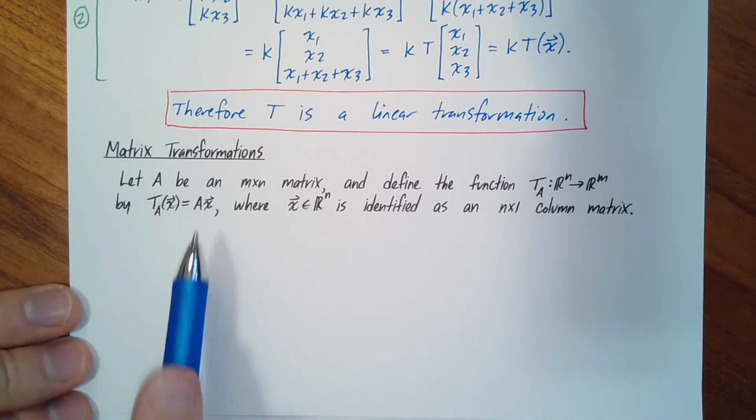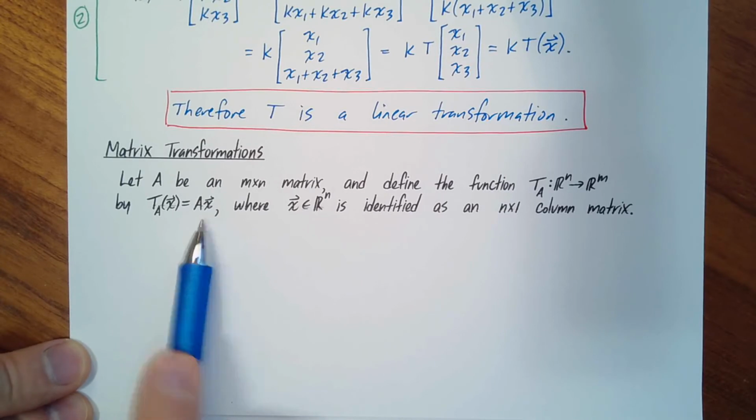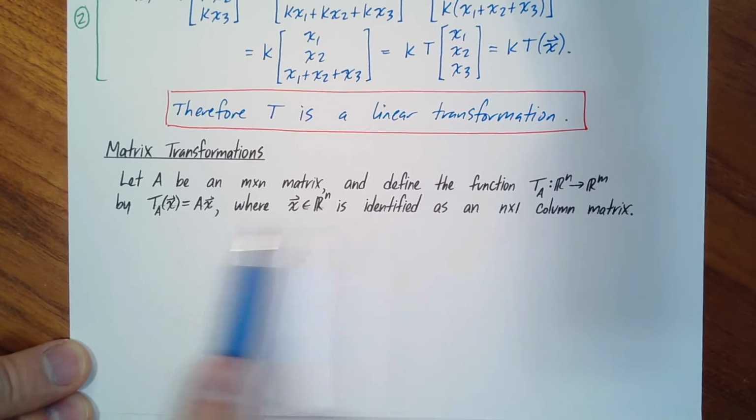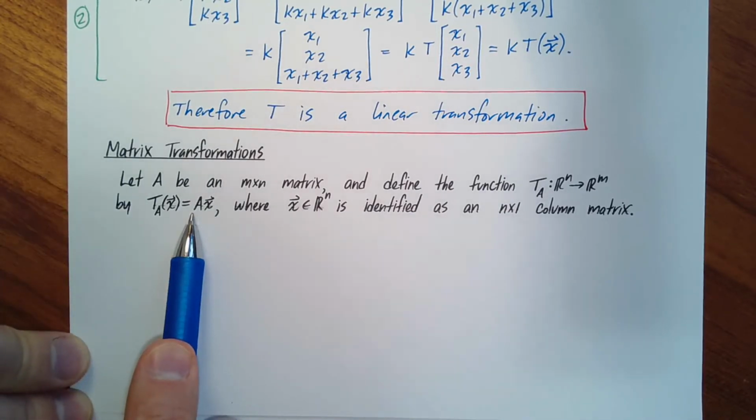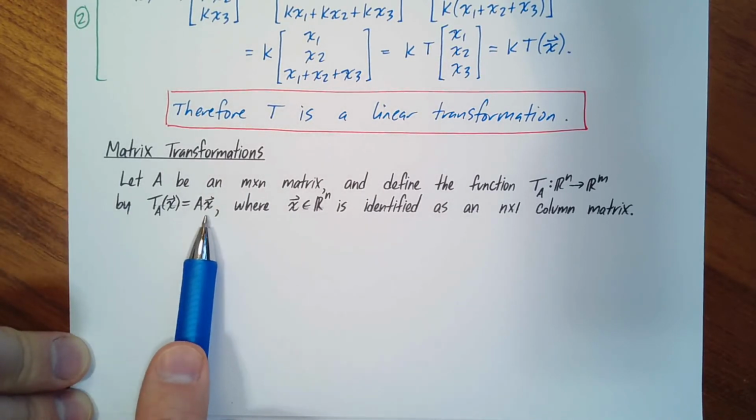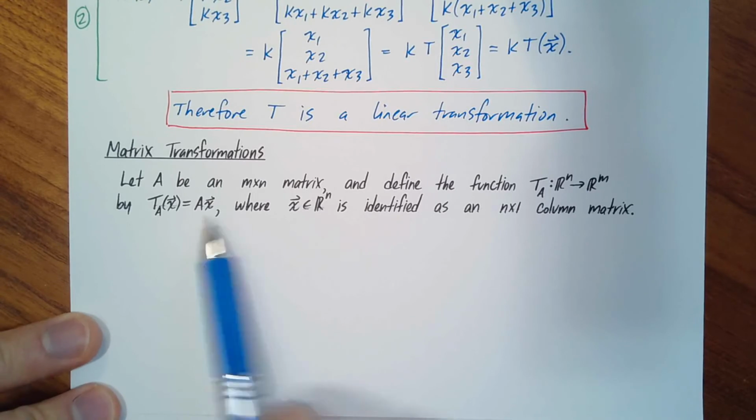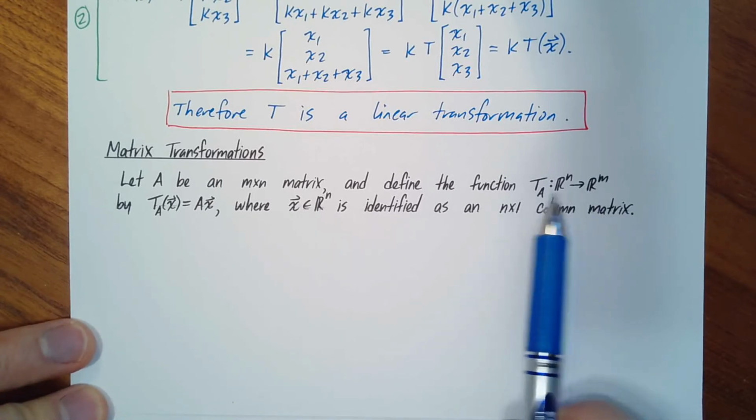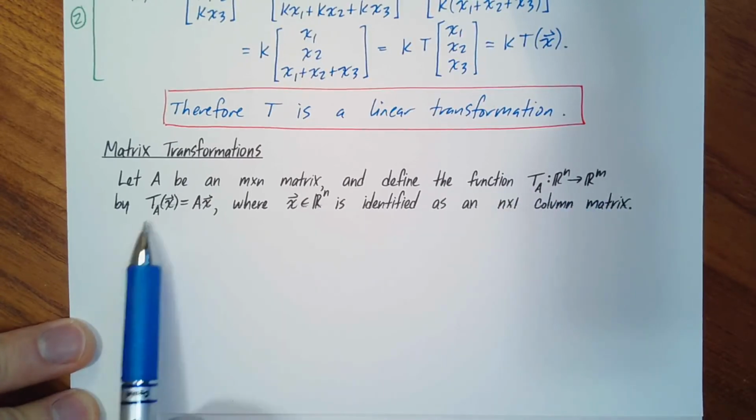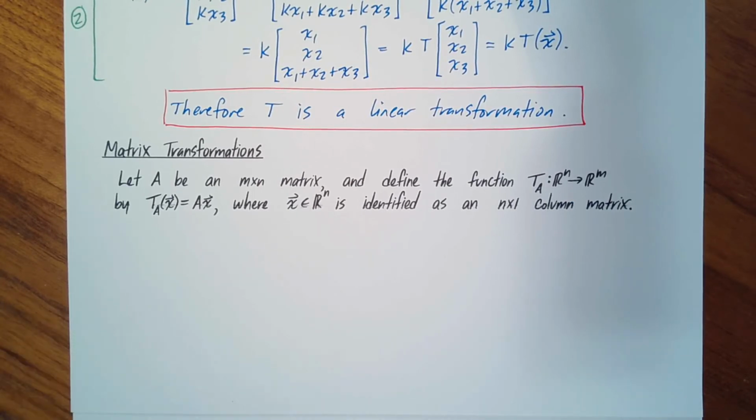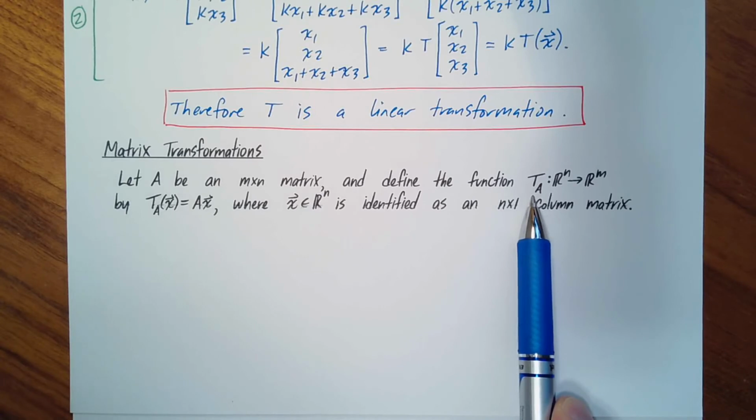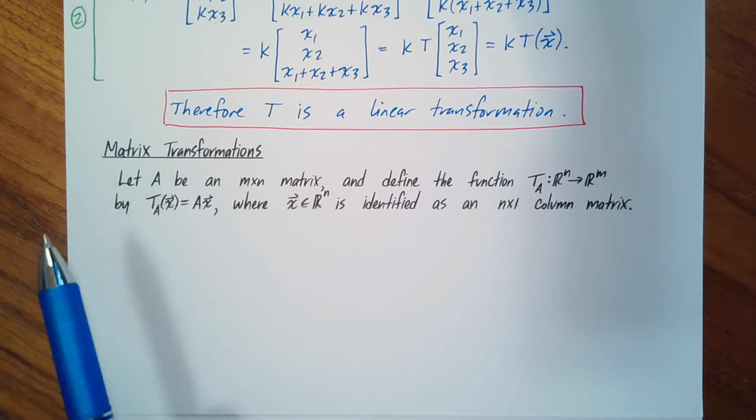The purpose of that is if we write x in column form, then it's going to be an n by 1 matrix. And if A is an m by n matrix, then we have the product of an m by n matrix and an n by 1 matrix, the result of which is going to be an m by 1 matrix, which is a column vector in Rm, which is why this truly is a valid header for the function that's defined in this way. So this is called the matrix transformation associated with this matrix.